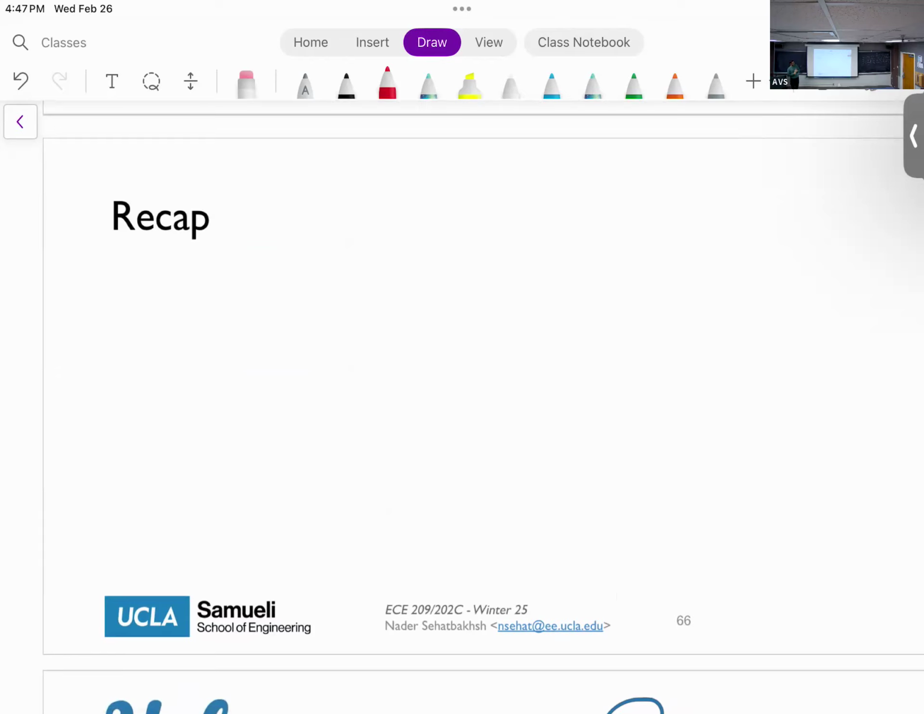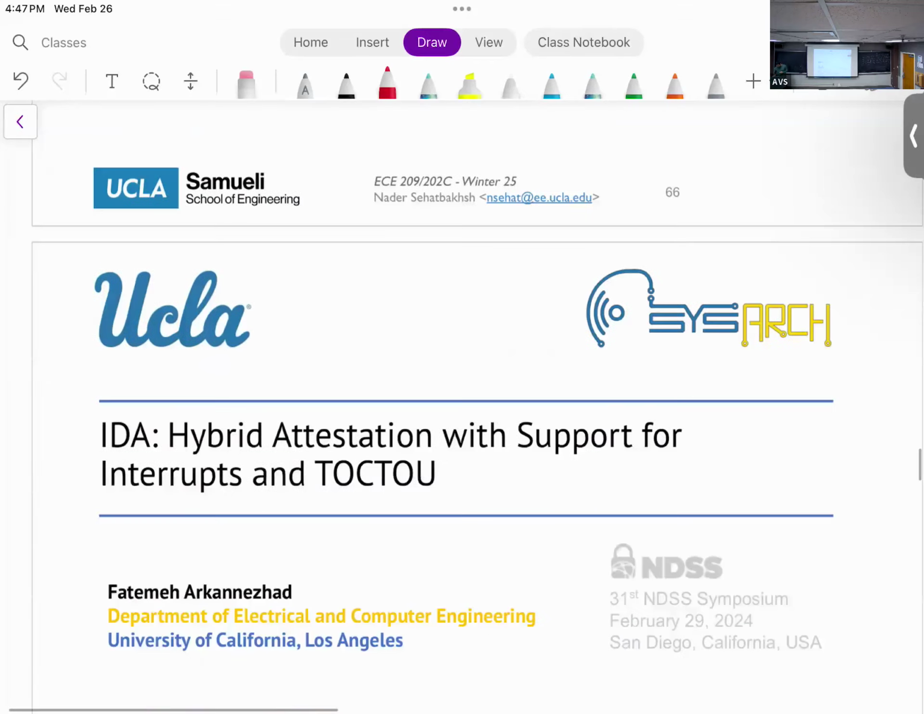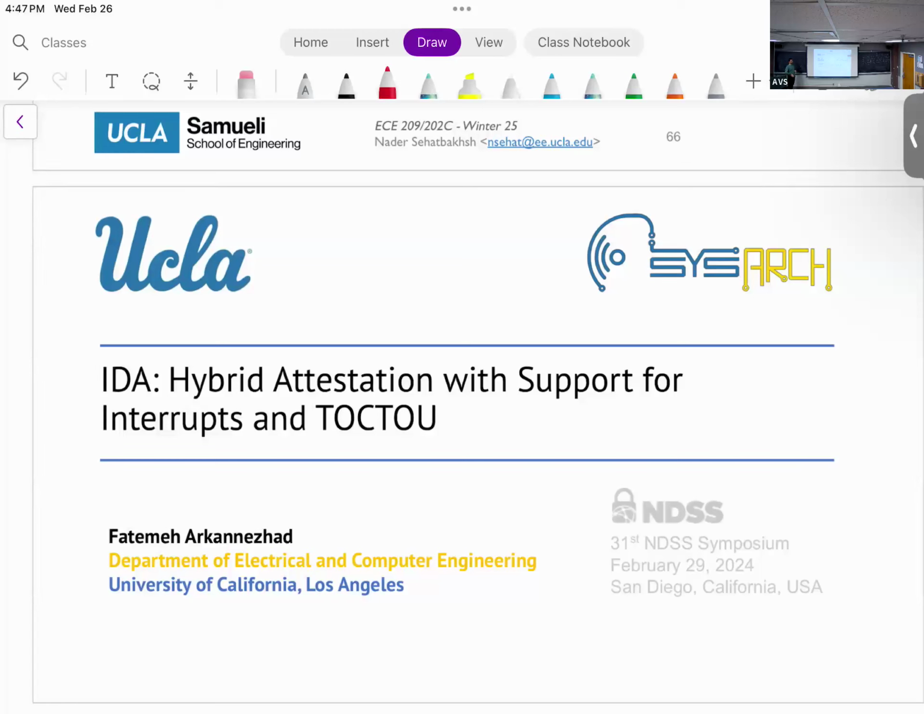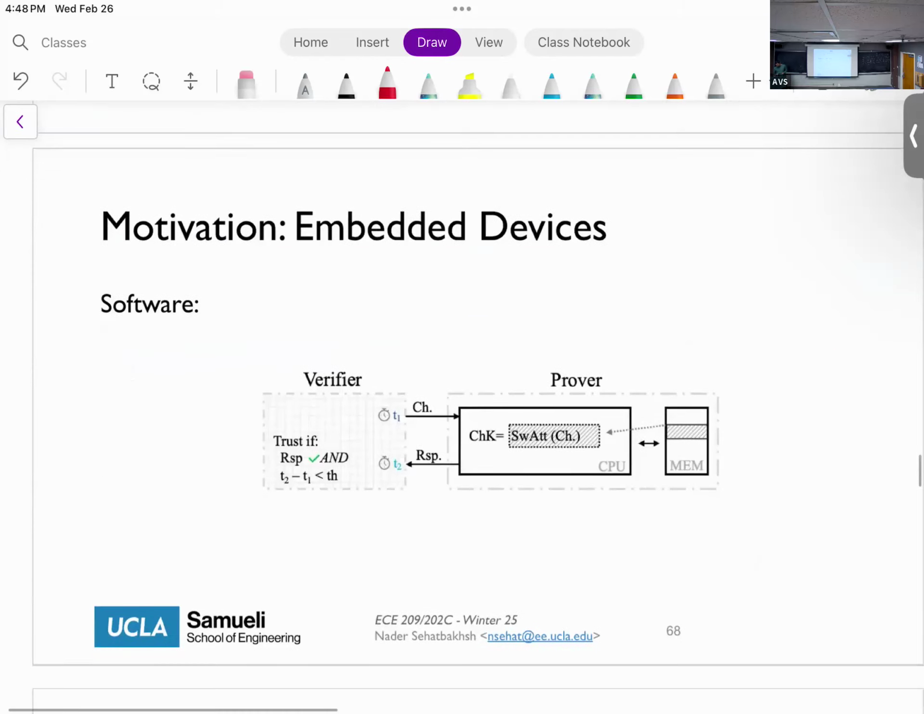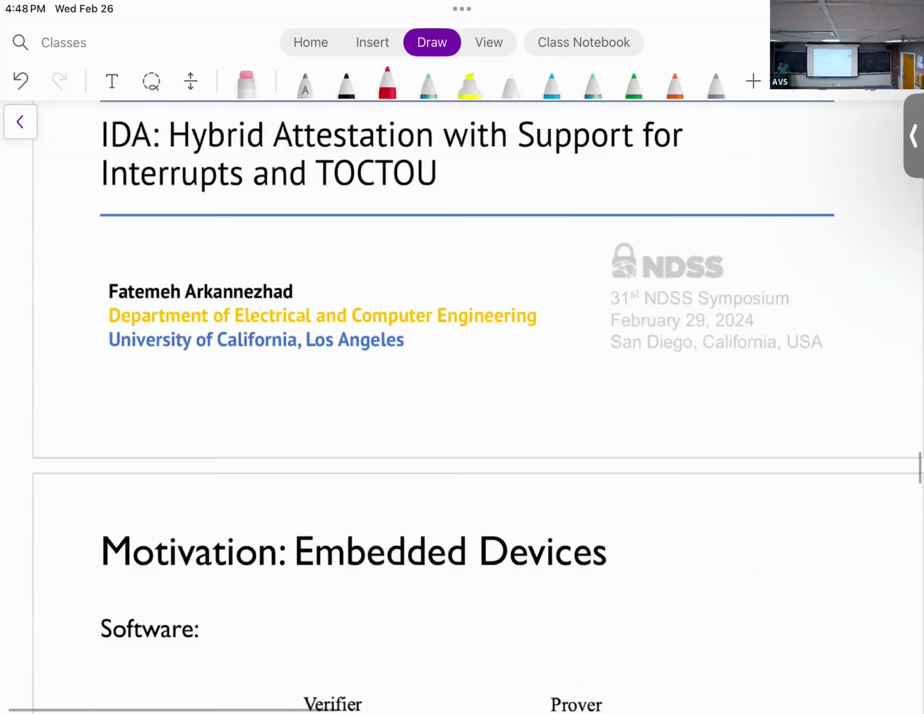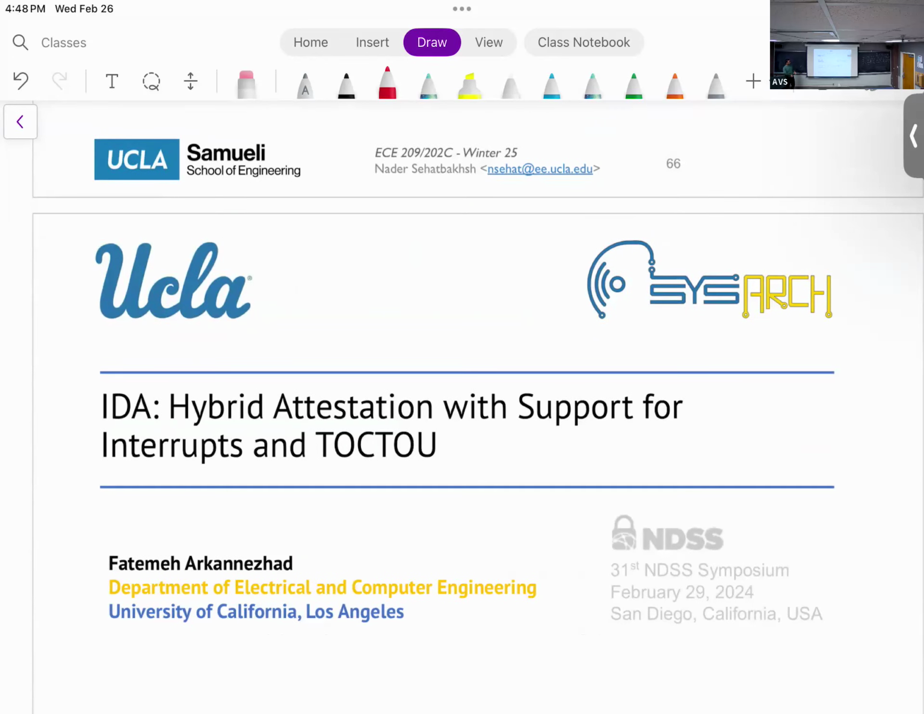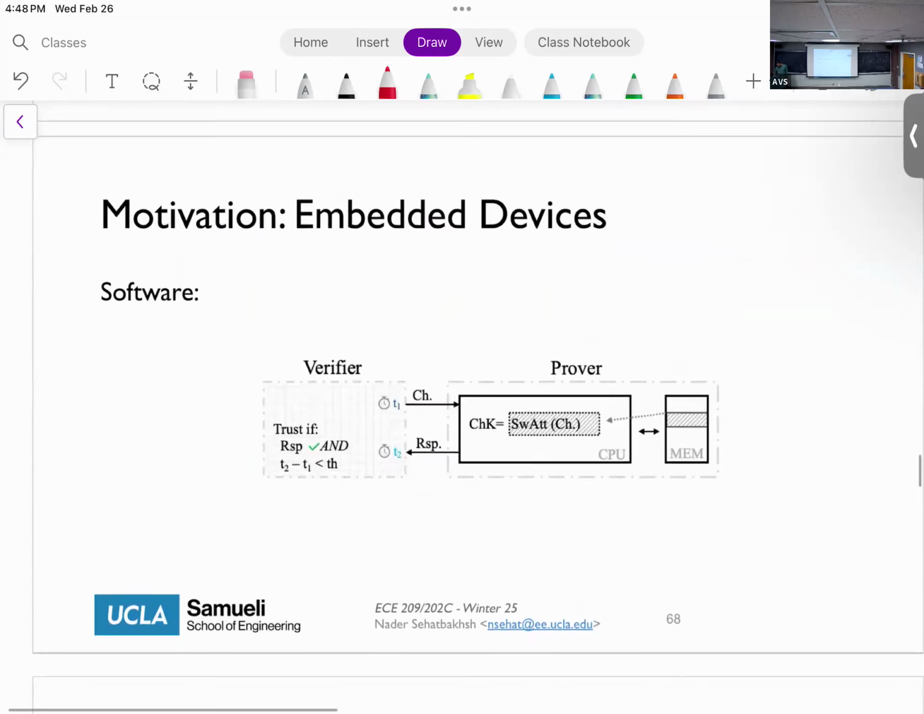Good. All right. So to finish the design of hybrid attestation, I'm going to present a recent paper that my students published last year. The paper is called hybrid attestation that supports interrupt and TOCTOU. I'm going to explain what problem we're trying to solve.